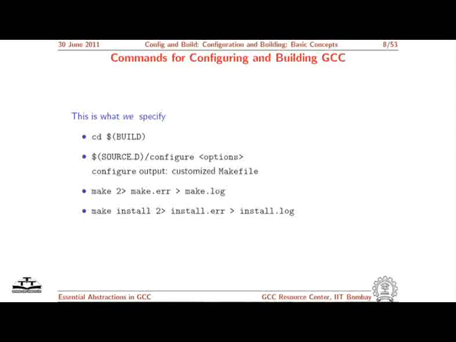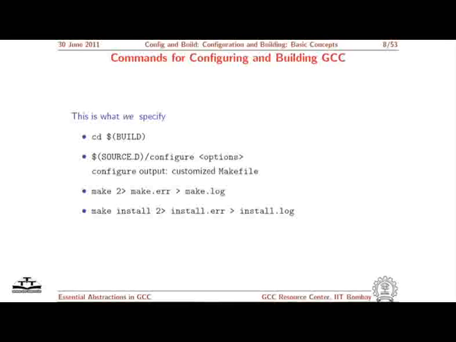Having built, this make command will actually build the compiler. Then we need to install the compiler, because in order to run the compiler, we need to put the executable somewhere, we need to put the library somewhere, we need to put the header files. When you say include something in angular brackets, those header files have to be found somewhere. So all that has to be prepared, and that's called the installation. So we just run make install.